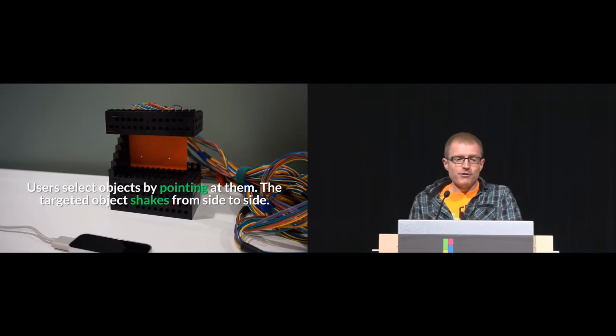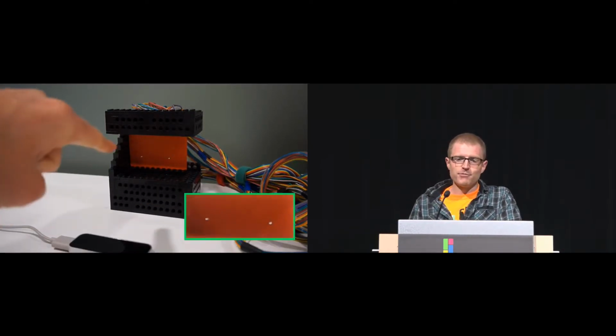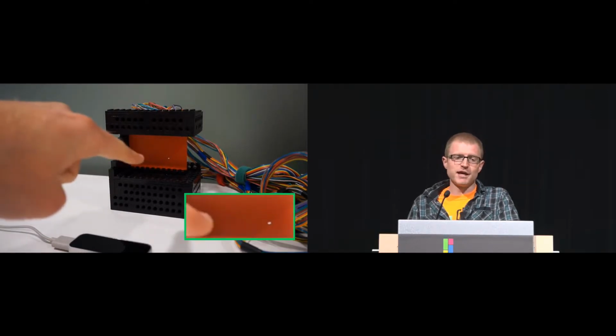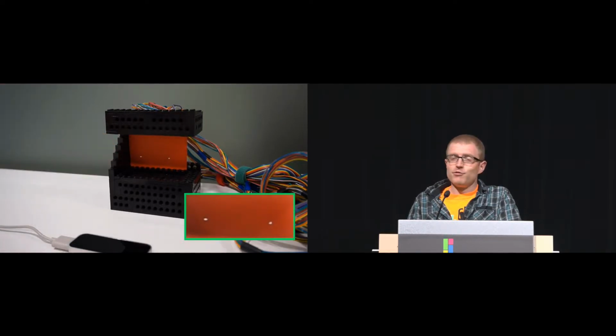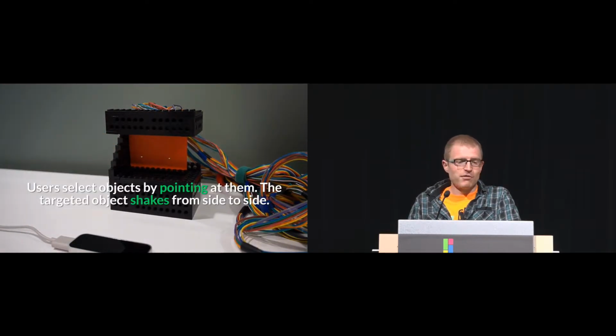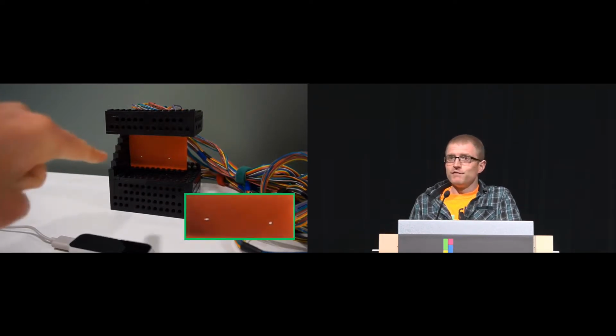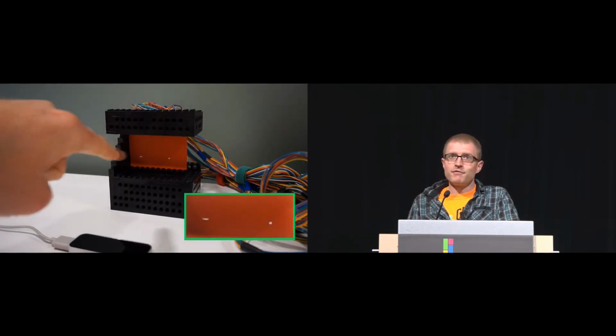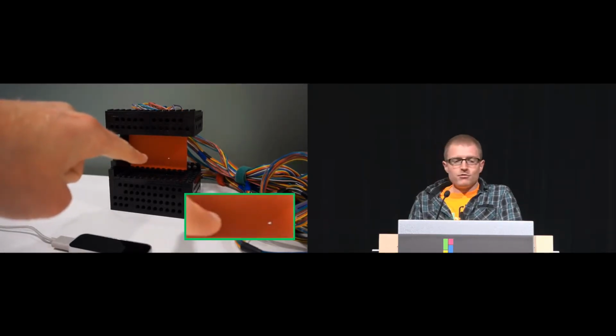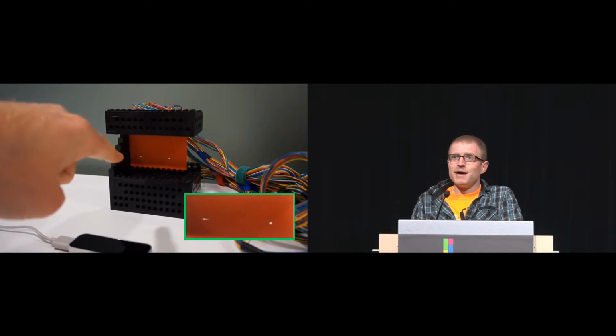So as you can see in the video, the user starts pointing at objects to target them, and the targeted object shakes from side to side as feedback. I'll just play that one more time. As the user brings their hand up to the device, they start pointing at the object on the left. We manipulate the acoustic field in the device in order to shake the object on the left, as you can see there. The user starts to point at one on the right and then back to the left again.